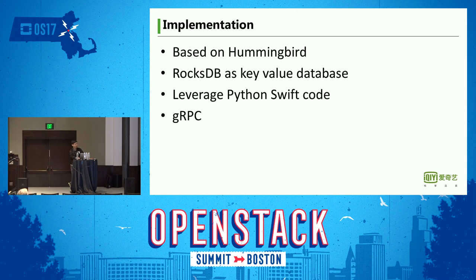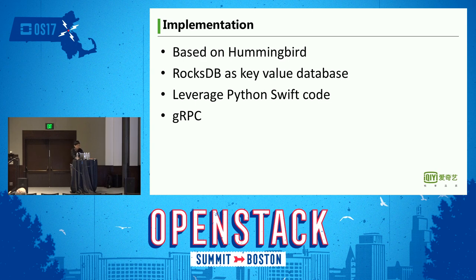Okay, so about the implementation, we implement our design on Hummingbird, the Go implementation of Swift. There are several reasons. First, we want to reduce the latency as much as possible. Secondly, we want to avoid the multi-process model of Eventlet. We can handle each request on a goroutine. We use LOSF as the key value database, but I believe it works for many other embedded key value databases such as LevelDB or BoltDB.